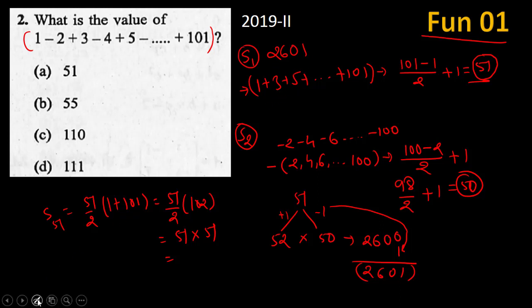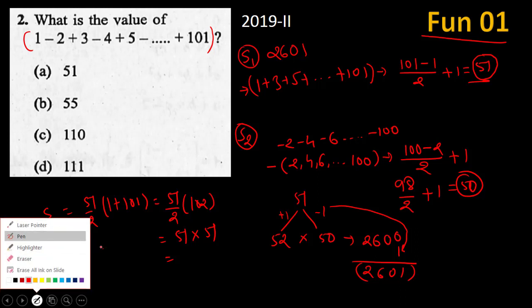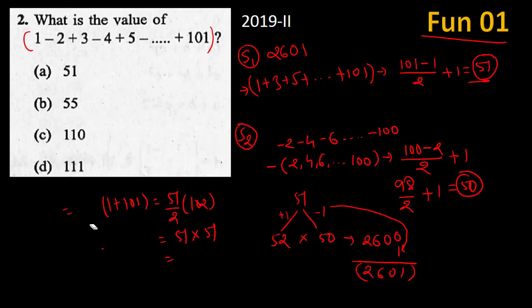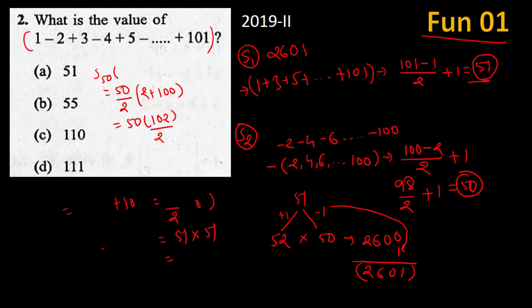Now let's get the sum of the second series. S50 is n by 2, and there are 50 terms, so 50 divided by 2 into the first term plus the last term, 2 plus 100. So it is 50 into 102 by 2, which goes to 50 into 51. This is 2550. This is the sum of the second series.